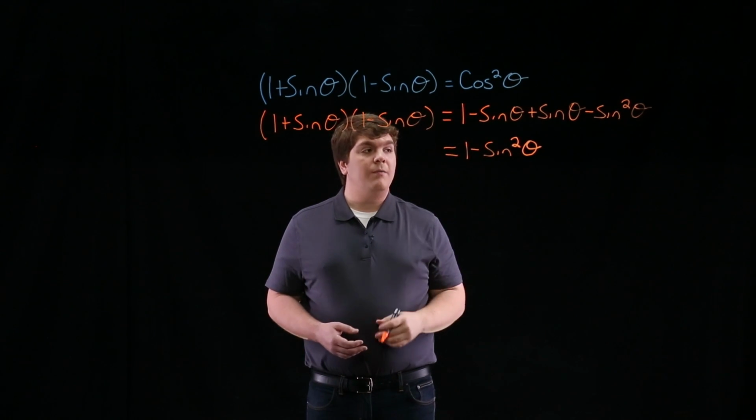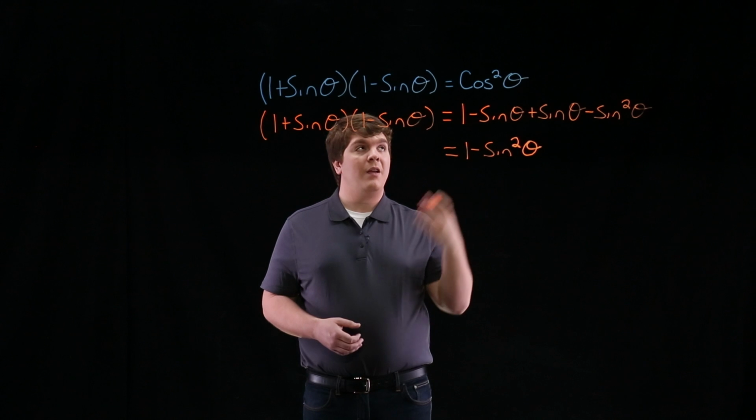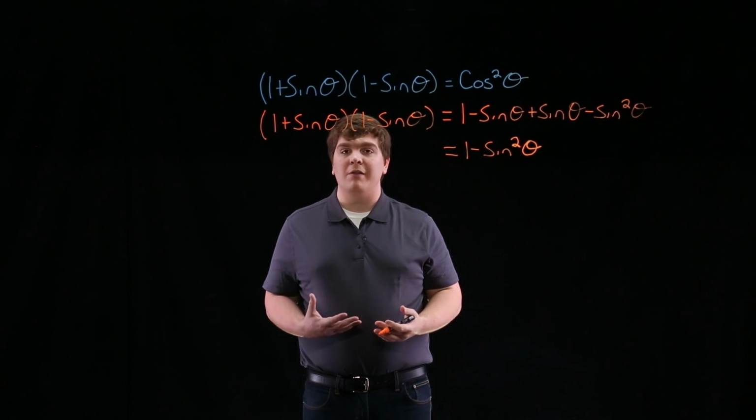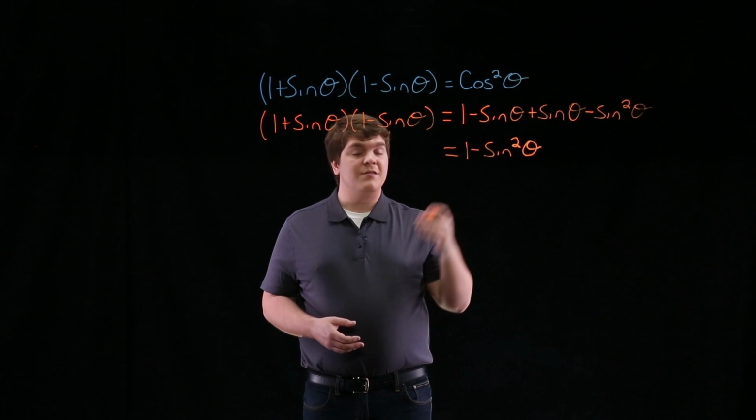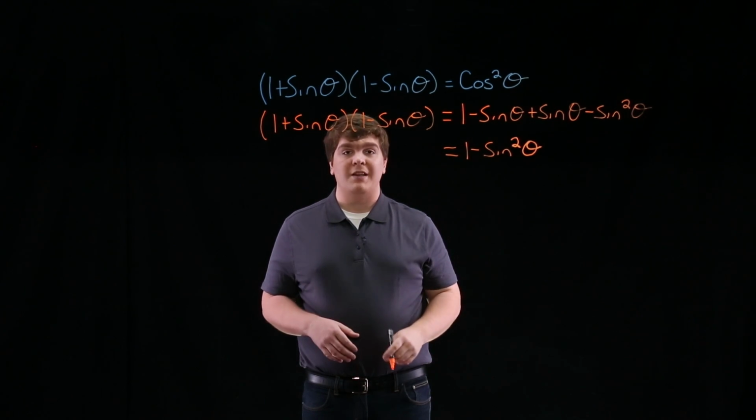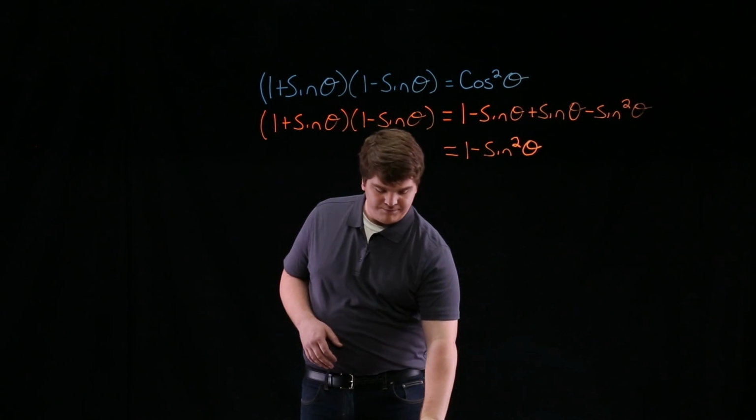So since we have a 1 and a sine squared of theta, and we want to end up with a cosine squared of theta, let's see if we can rearrange the Pythagorean identity to obtain some sort of identity that looks like 1 minus sine squared of theta equals cosine squared of theta.